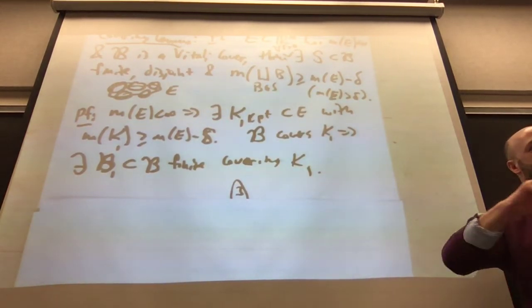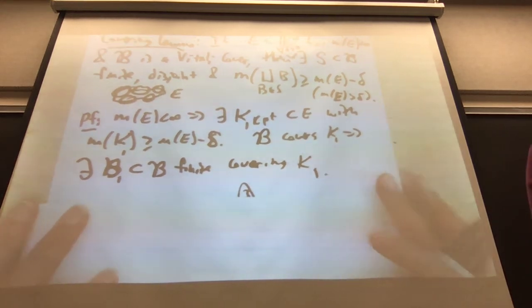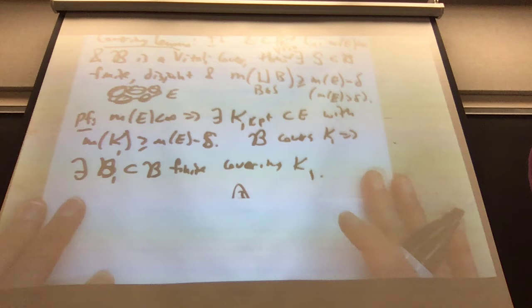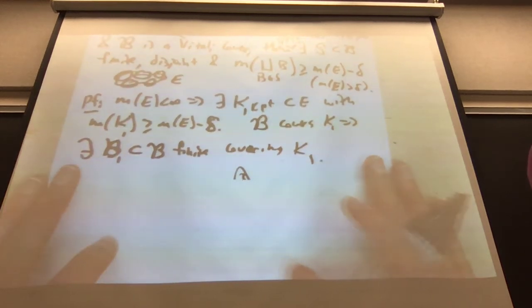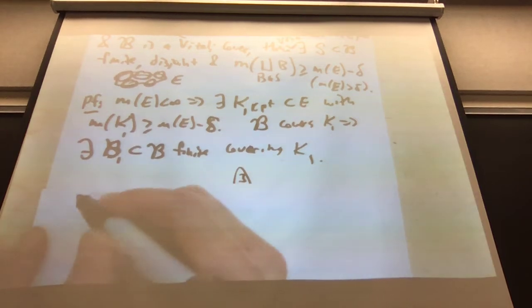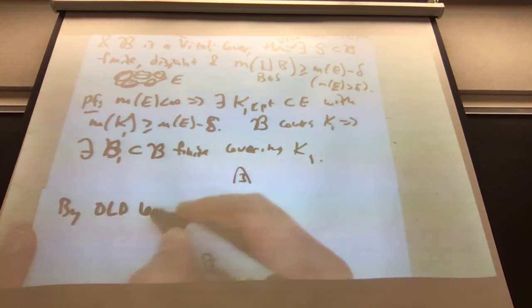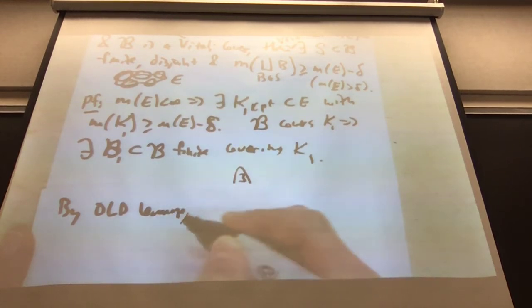Okay? So we have this set B1, it covers K1, and it's finite. You remember this lemma a long time ago about finitely many balls? You choose the largest ball and then you take away the ones which intersect. Exactly. By the old lemma, the Vitali covering.